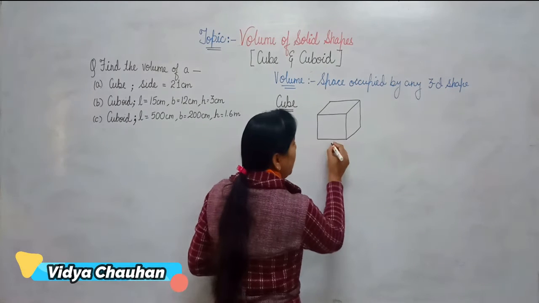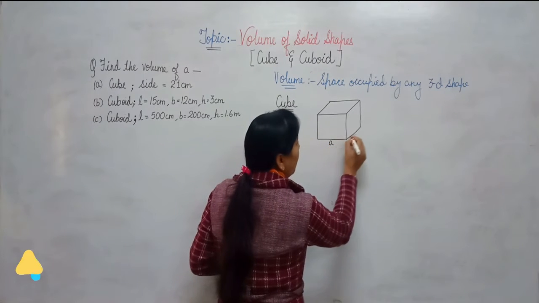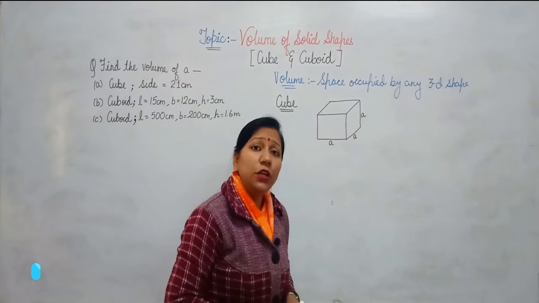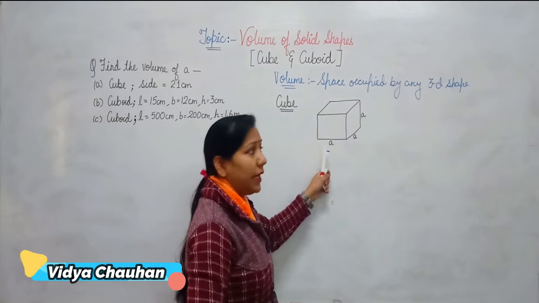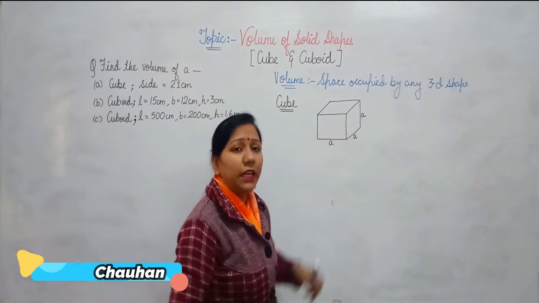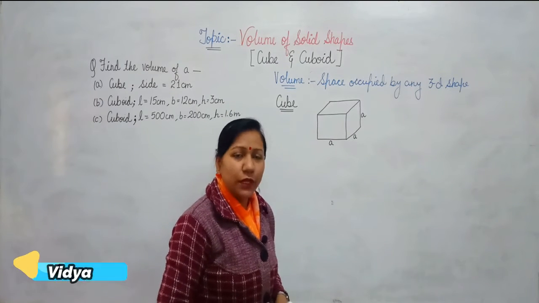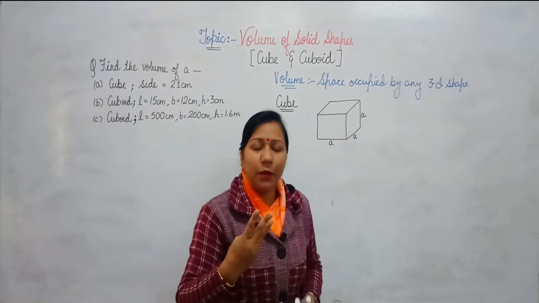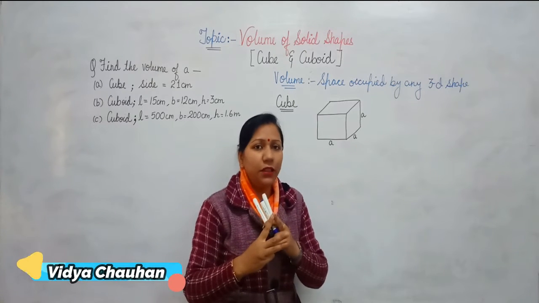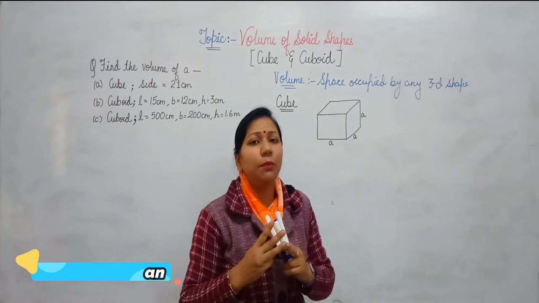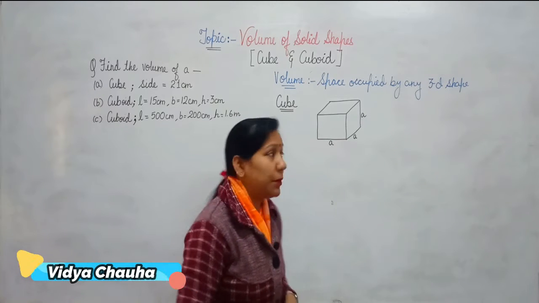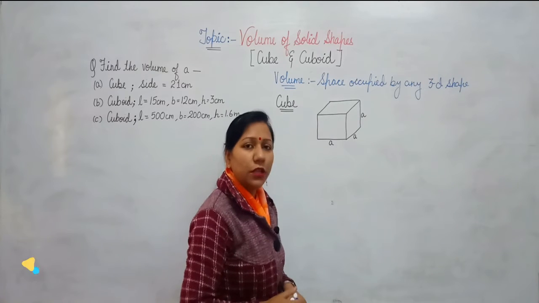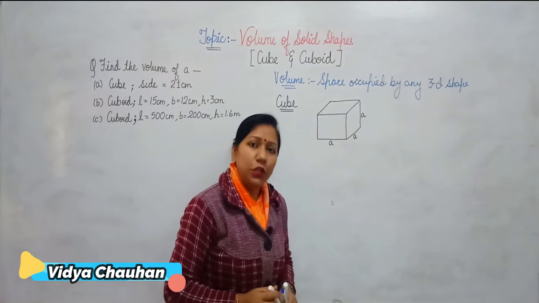Dimensions are equal means all the sides, length, breadth and height, are of A units. A units for length, A units for breadth and A units for the height of the cube. Because it is a three-dimensional shape, there are three dimensions: the length, breadth and height of the shape. So in a cube all the dimensions are equal, that means all the values will be A units.